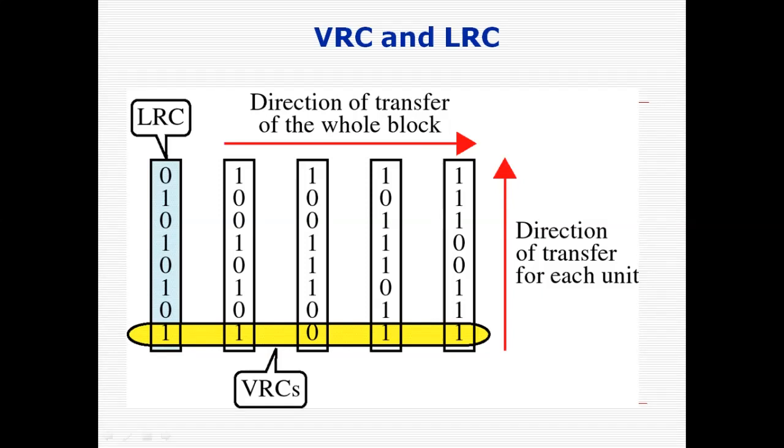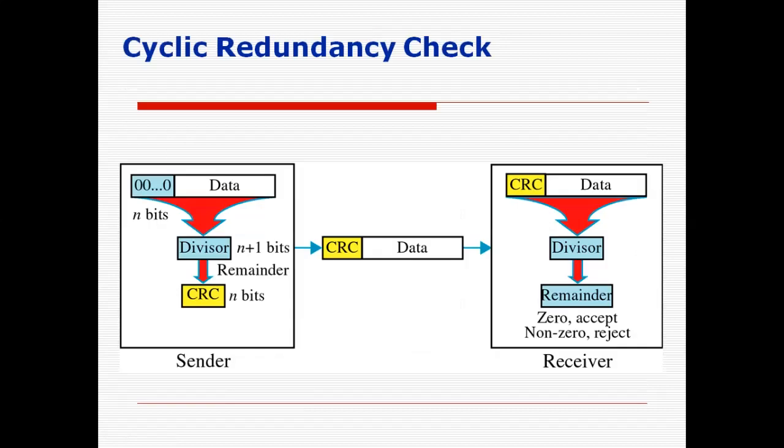Now in the same pattern, we calculate the LRC. Again, LRC is calculated on the block of data. So 1, 2, 3, 4. That's why we add 0 here. And in the same fashion, we have calculated the LRC. So this combination of VRC and LRC techniques is called a two-dimensional error detection technique.